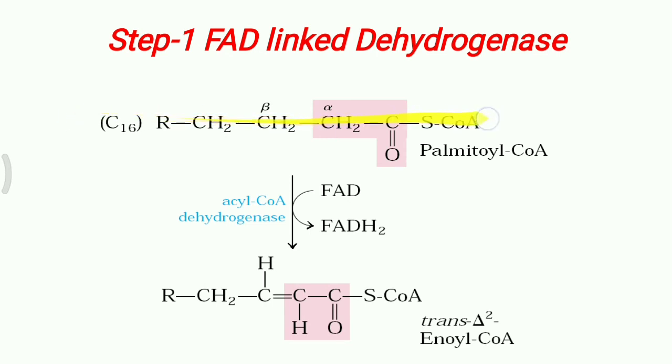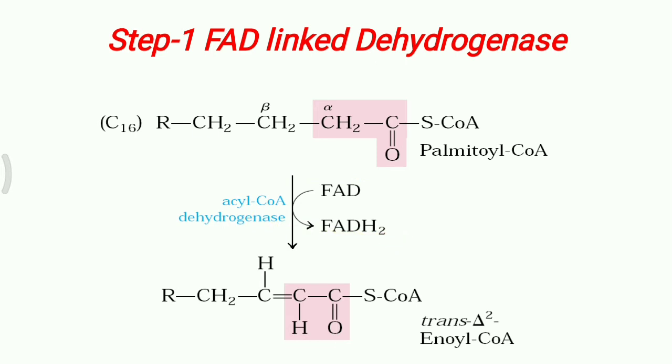Then step 1, that is the FAD linked dehydrogenase. So what happened? Here is the structure of palmitoyl CoA, with the alpha and beta carbon. Now two hydrogens from this alpha and beta carbon are donated to the FAD, making FADH2 with the help of the enzyme dehydrogenase. So FAD is converted into FADH2. You have to remember this FADH2 because it will provide 1.5 ATP when it undergoes the electron transport chain. So remember the first step for energy production is FADH2 generation.